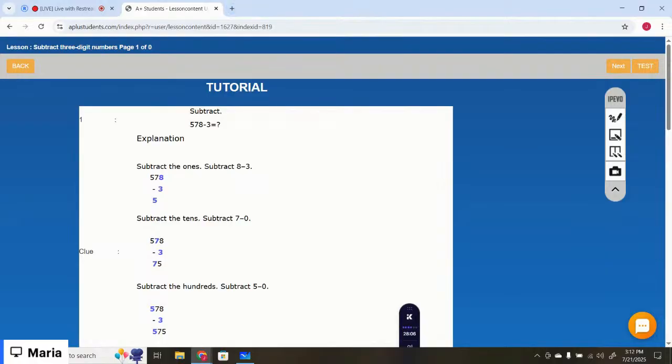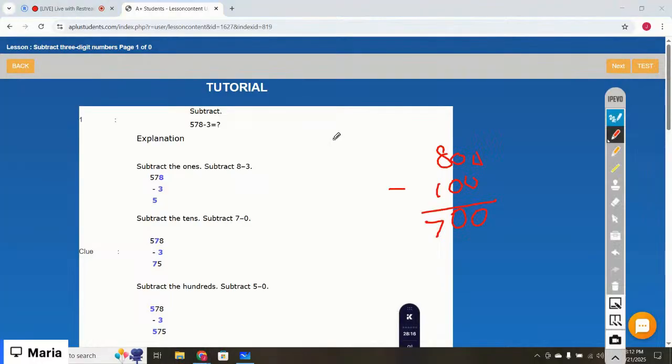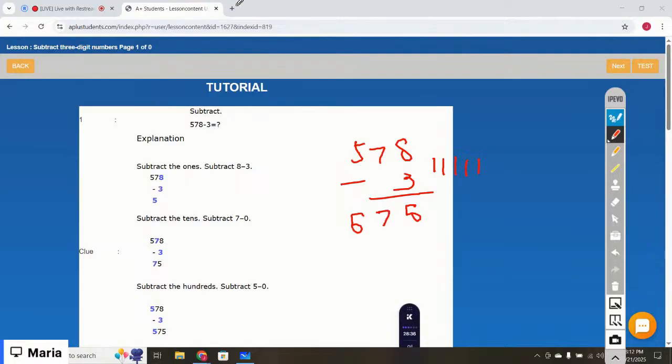Subtract 578 minus 3. So let's just write them down one above the other. 578 minus 3. So 8 take away 3. Start with 3, count up to 8. 3, 4, 5, 6, 7, 8. So 8 minus 3 is 5. Now bring 7 down and 5. That is 577.